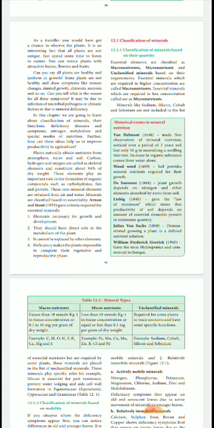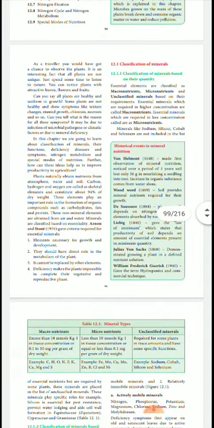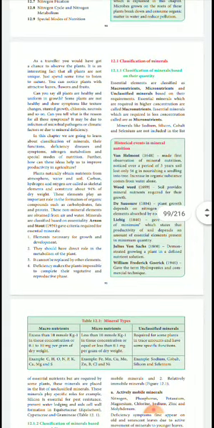They should have a direct role in the metabolism of the plant. They cannot be replaced by another element. Deficiency makes the plant unable to complete its vegetative and reproductive phases. Classification of minerals: essential elements are classified as macronutrients, micronutrients and unclassified minerals. Based on requirement, essential minerals required in higher concentration are called macronutrients. Essential minerals required in lower concentration are micronutrients.